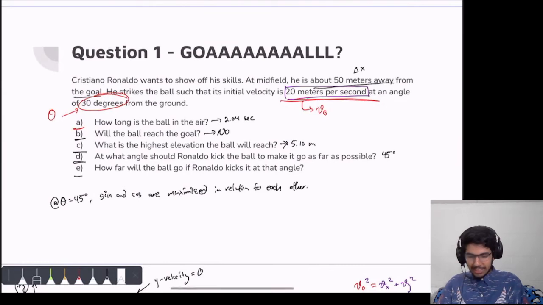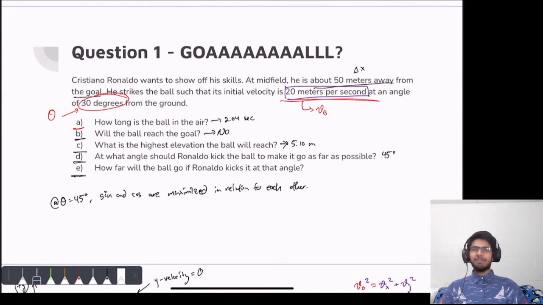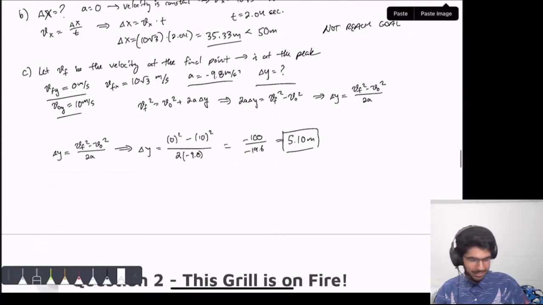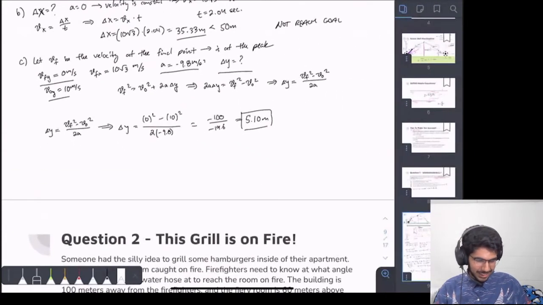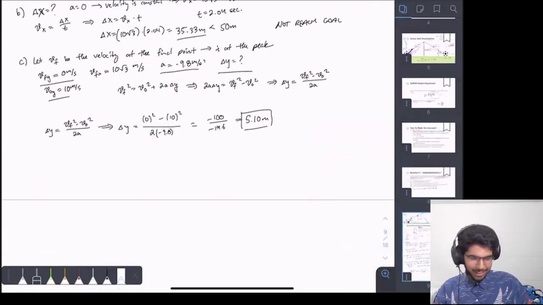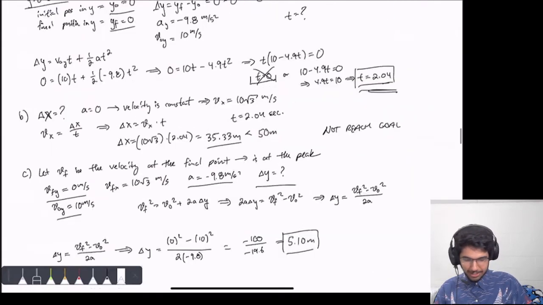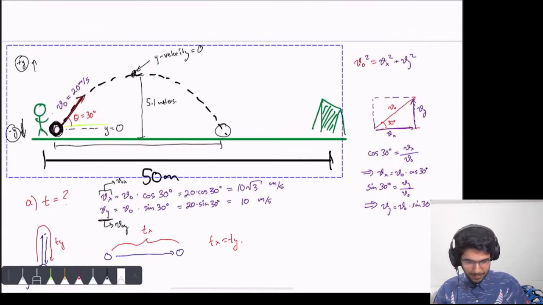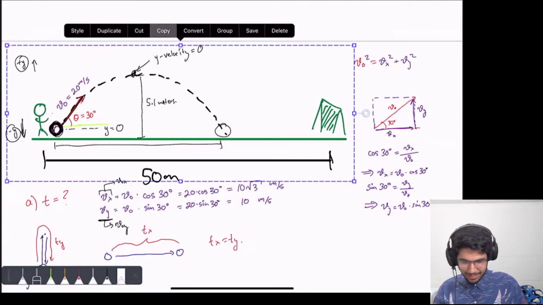And now the question is asking, how far will the ball go if Ronaldo kicks it at that angle? So now we're essentially doing parts A and B again. Really just part B, but we need part A to solve part B. And we're doing it again with theta equals 45. So let me add another page because we ran out of space. And actually what I'll do is I will copy this drawing once again. The artwork is impeccable.